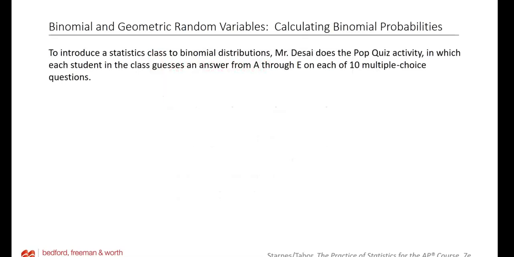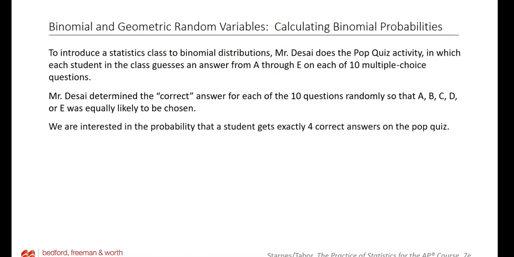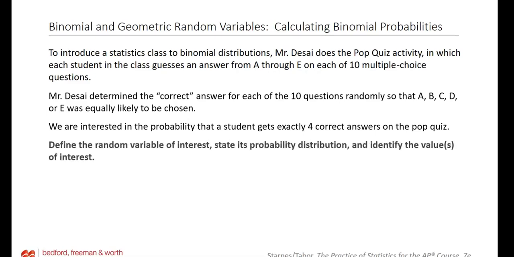Okay. So, introduce a stats class to binomial distributions. Mr. Desai does the pop quiz activity, in which each student in the class guesses an answer A through E on each of 10 multiple choice questions. Determine the correct answer for each, so A, B, C, D, E are equally likely to be chosen. We're interested in the probability that the student gets exactly 4 correct answers on the pop quiz. You want to get exactly 4 right. What's the chance of that happening?